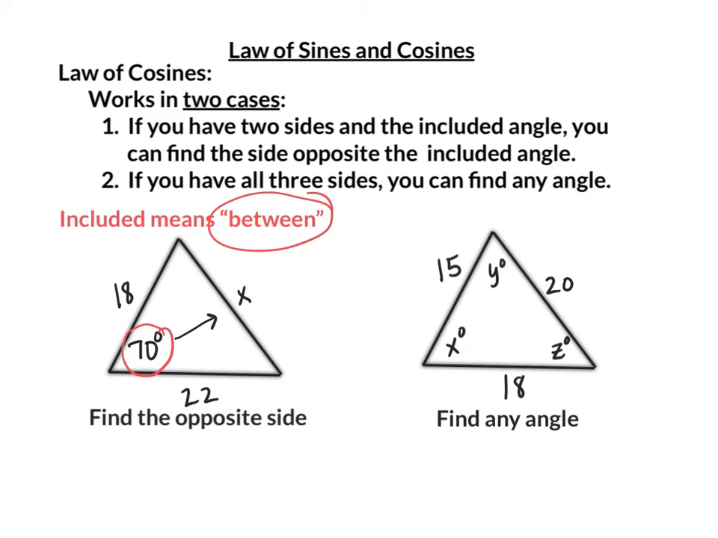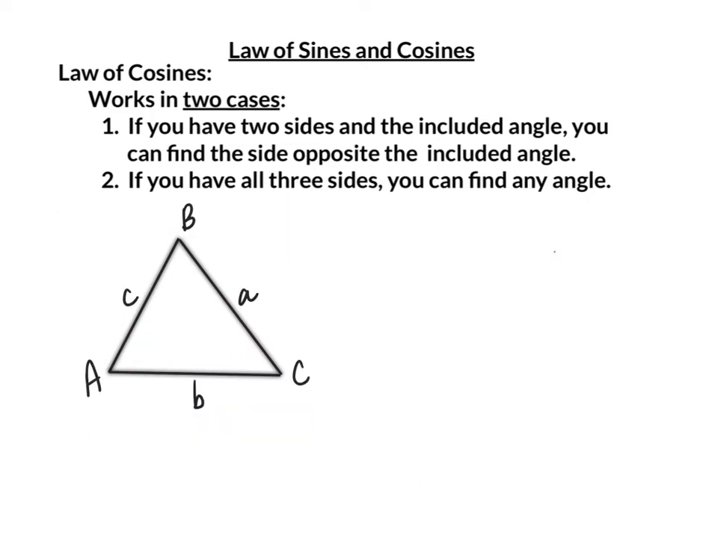If you have two sides and the included angle, you can find the opposite side. That would be x in this case. The other case is if you have all three sides, you can find any angle. Again, this does not need to be a right triangle. It works in any triangle.